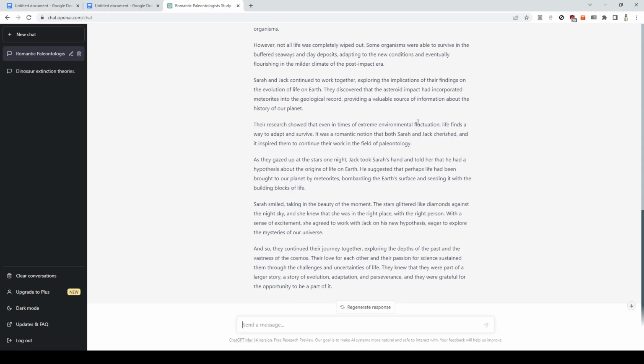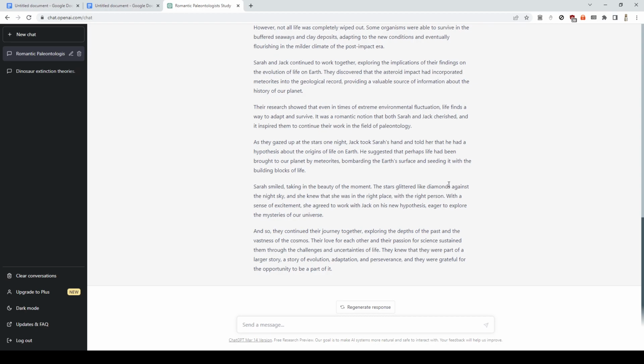Sarah smiled, taking in the beauty of the moment. The stars glittered like diamonds against the night sky, and she knew she was in the right place with the right person. With a sense of excitement, she agreed to work with Jack on his new hypotheses, eager to explore the mysteries of our universe. And so they continued their journey. I'm really into this. They continued their journey together, exploring the depths of the past and the vastness of the cosmos. Their love for each other and their passion for science sustained them through the challenges and uncertainties of life. They knew they were part of a larger story, a story of evolution, adaptation, and perseverance, and they were grateful for the opportunity to be part of it.